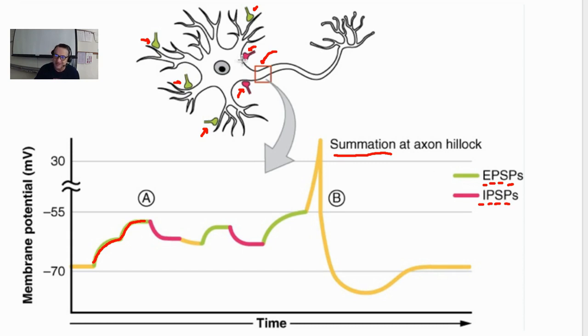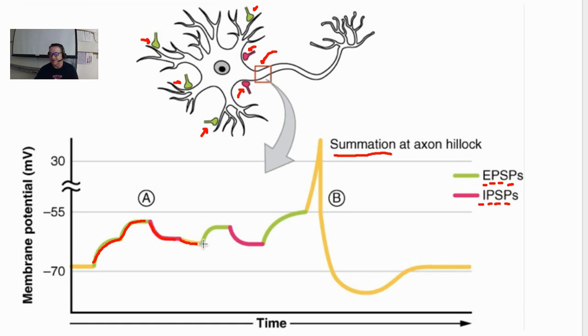Now, when these guys release their neurotransmitters, it's usually a neurotransmitter called GABA. It's inhibitory. It brings a neuron further away from an action potential. It actually polarizes it even further. So it brings it down. It doesn't depolarize going up, it actually repolarizes going down.